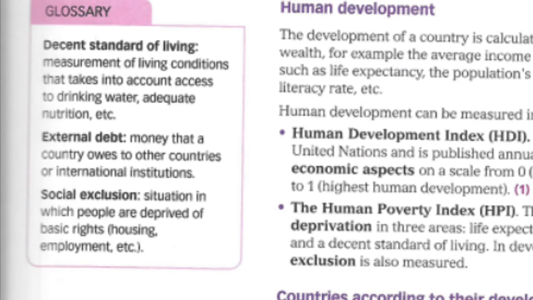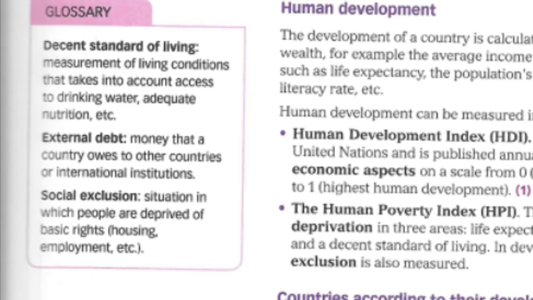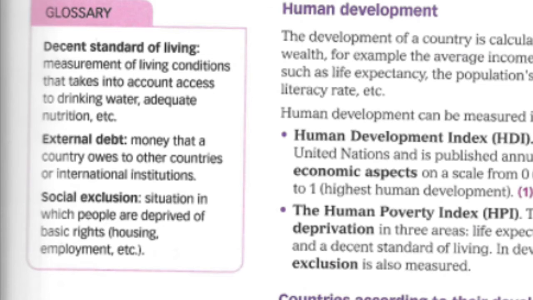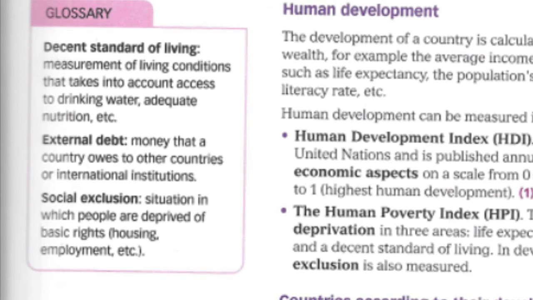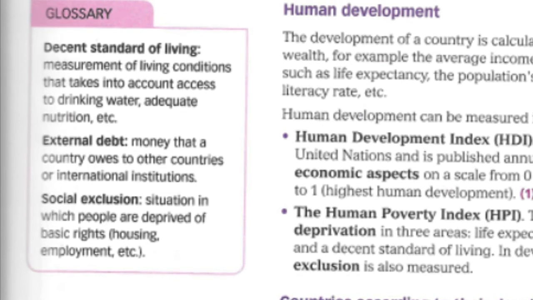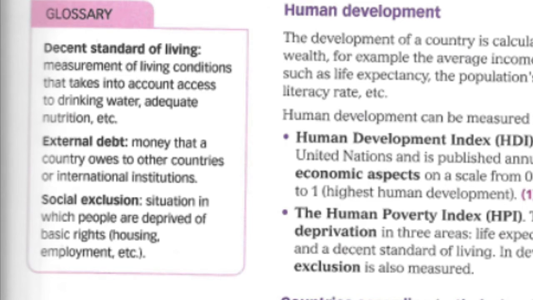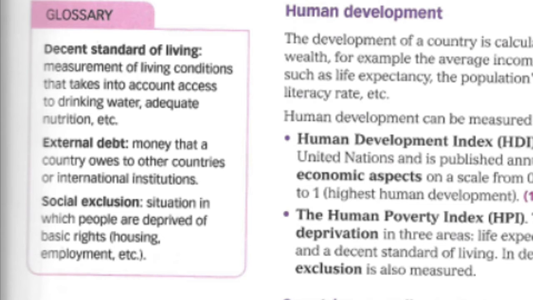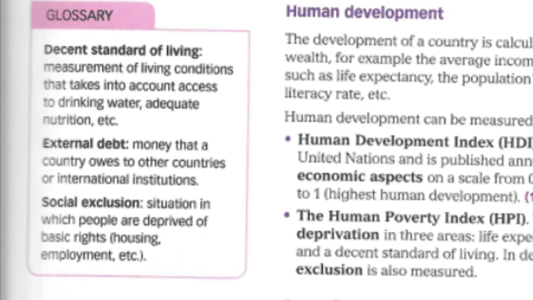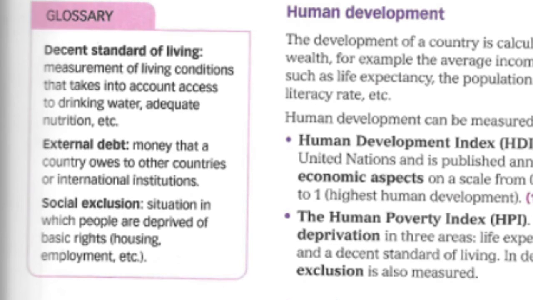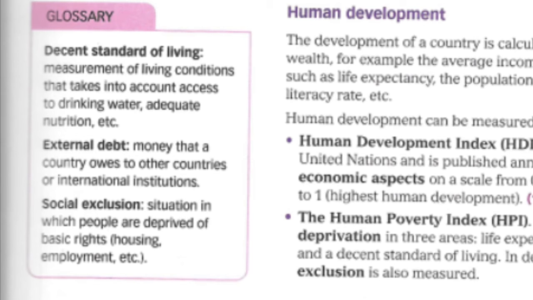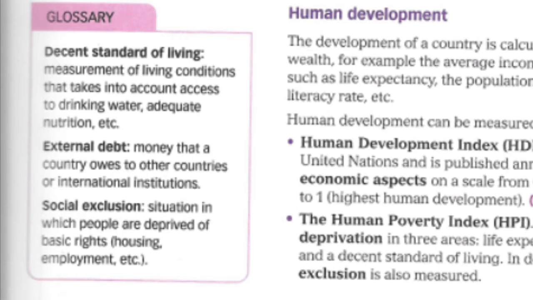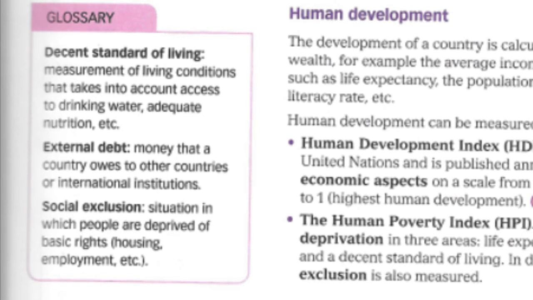Now please bring your attention to the glossary. Decent standard of living. Measurement of living conditions that takes into account access to drinking water, adequate nutrition, etc. External debt. Money that a country owes to other countries or international institutions. Social exclusion. Situation in which people are deprived of basic rights, housing, employment, etc.